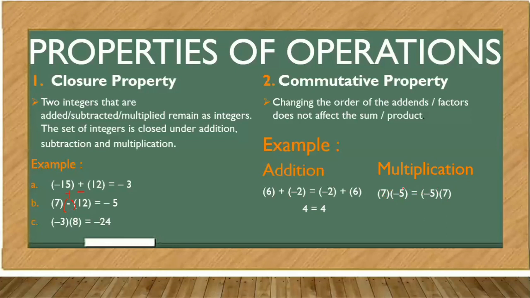7 times negative 5. Unlike sign, magkaiba. So, anong magiging sign nila? Negative. 7 times 5, 35. So, ang magiging sagot dapat nito ay negative 35.